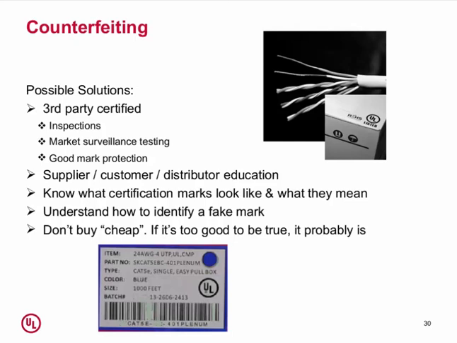And don't buy cheap. If it's too good to be true, it probably is. The label on the bottom over there came off a cheap product. It's got a UL and a circle on it. That particular label is not appropriate for communications cabling. It's a counterfeit label. It's a counterfeit mark. People in the supply chain should know that.